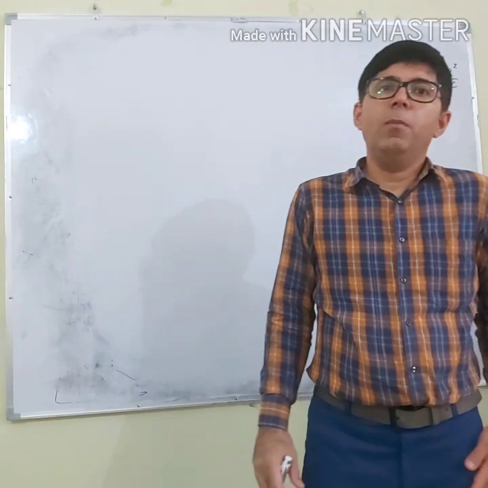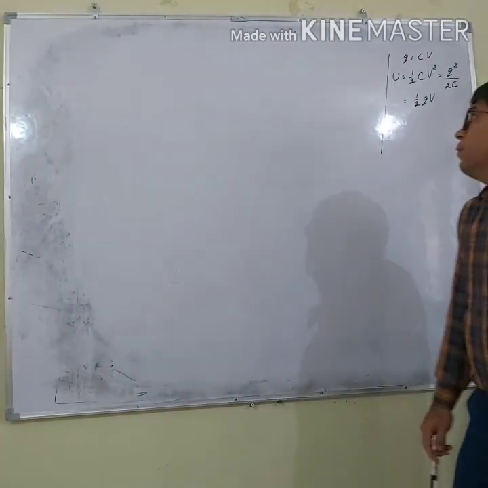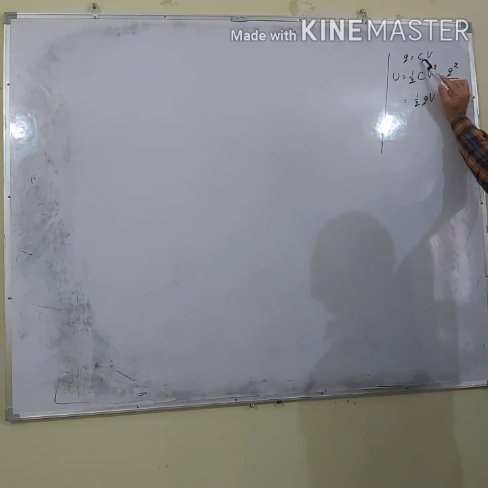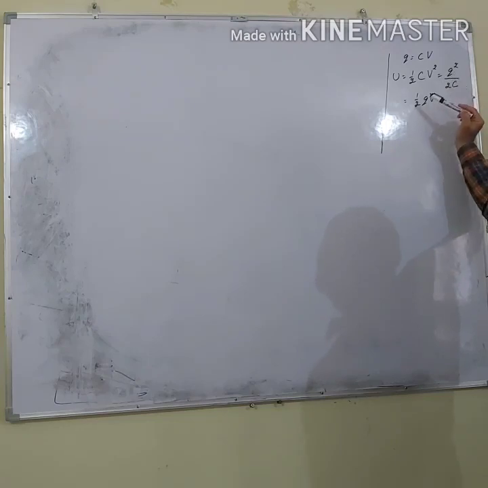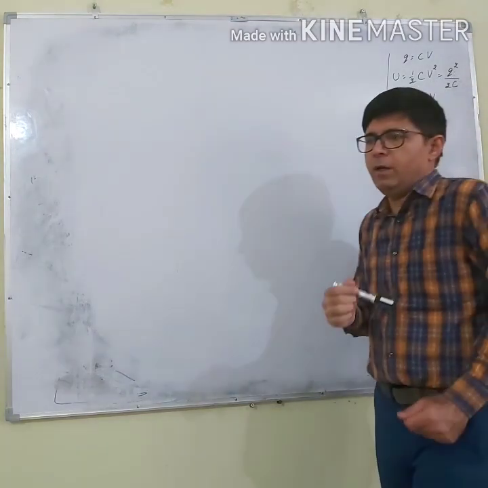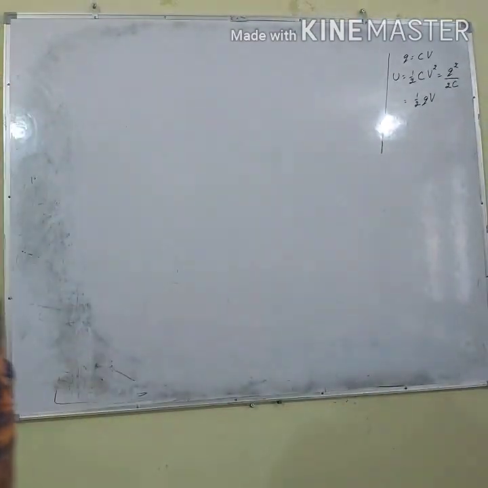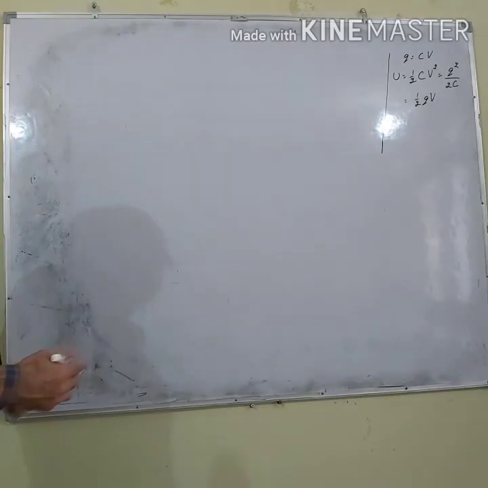Today we will discuss the problems based on the energy of the capacitor. Before proceeding further, let me recapitulate the formula that you must know. Charge equals capacity multiplied by the potential, and potential energy stored in a capacitor is half CV square, or Q square by 2C, or half of QV. On the basis of this, we will do the problems which are based on the energy stored in the capacitor.